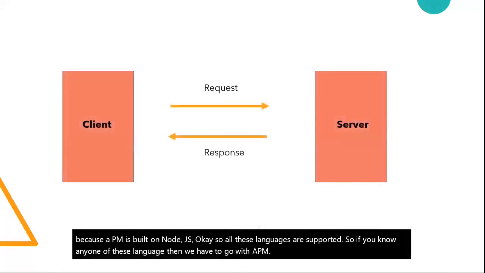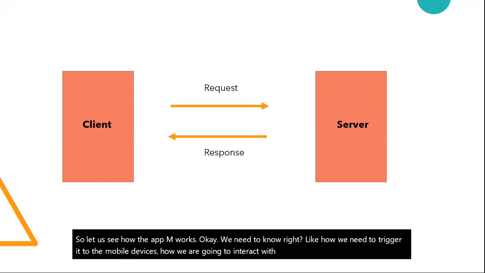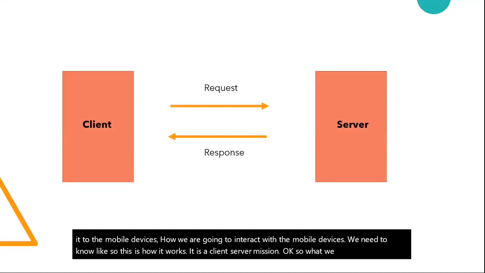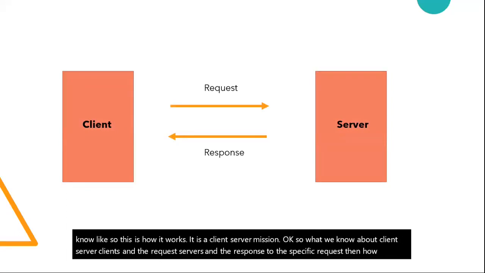So let us see how Appium works. We need to know how we need to trigger it to the mobile devices, and how we are going to interact with the mobile devices. So this is how it works. It is a client server mechanism. What we know about client server is that the client sends the request, and the server sends the response to that specific request. Then how are we going to hit the mobile device?